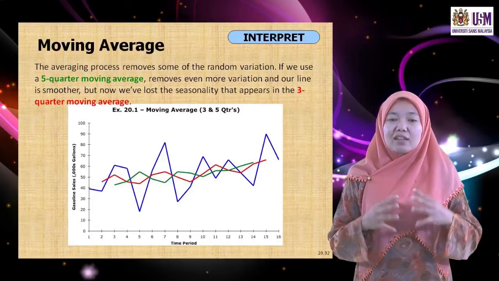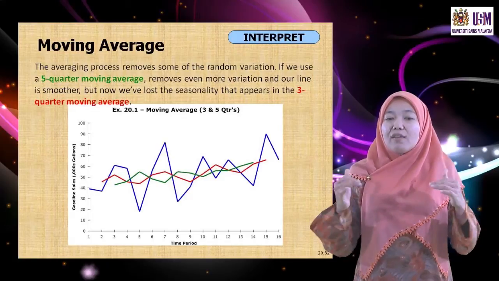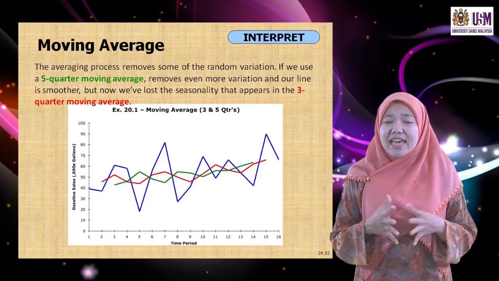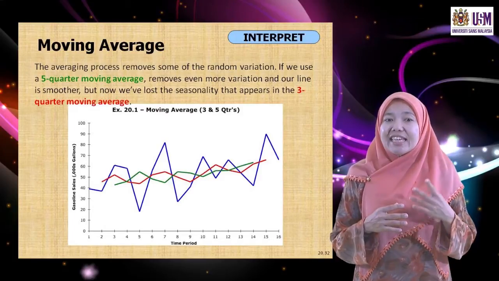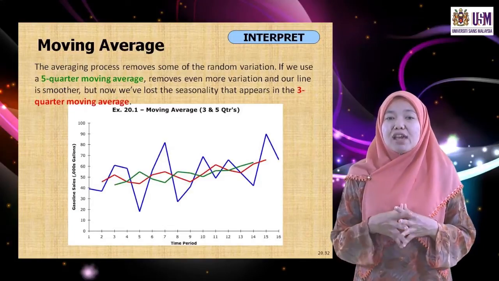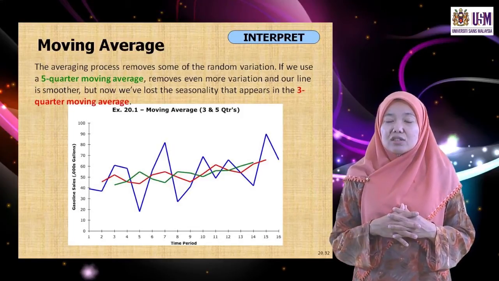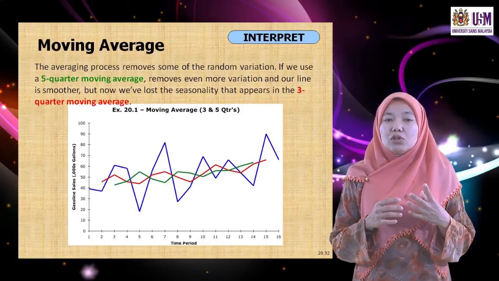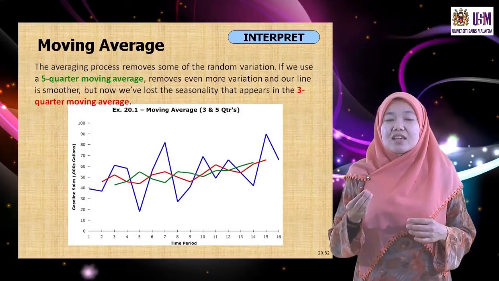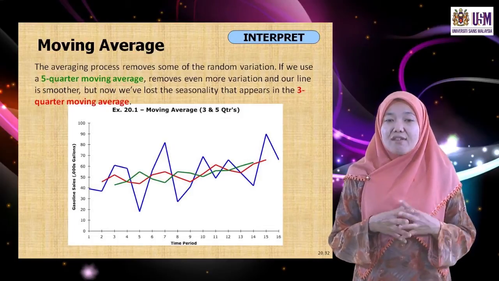So let's look back at your raw data in blue. You have that jagged surface, and then you have the one in red, which is the 3-year or 3-quarter moving averages, and then you compare that with the one in green, the 5-quarter moving averages. The 5-quarter or 5-year moving average is smoother compared to the 3-year or 3-quarter moving averages. So in this case, you need to determine beforehand whether you are going to use 3-quarter or 3-year moving averages instead of 5-quarter or 5-year moving averages.